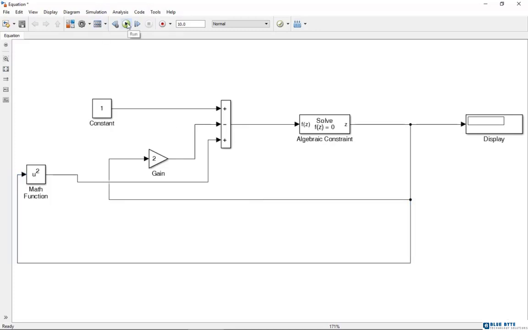Now, if you run the system, you can see the output of this equation is 1. So here we could solve the equation using the algebraic constraint block.